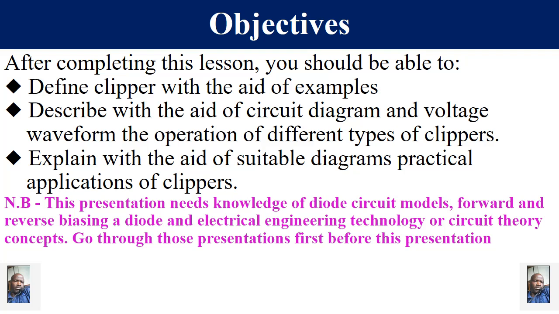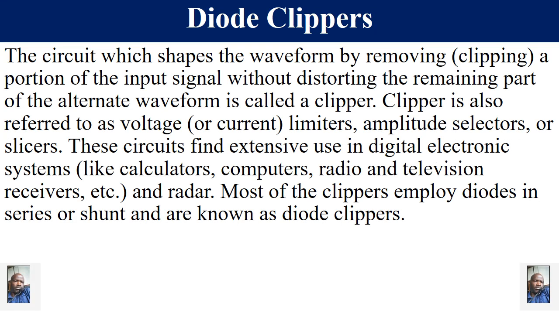What is a clipper? A clipper is simply a circuit that removes or clips a portion of the input signal, and it does not distort the remaining part of the waveform. That is a clipper. It has some other names, like voltage or current limiter and amplitude selector, because you find that it will allow a certain amplitude to pass through and slice off, clip or remove the other part.